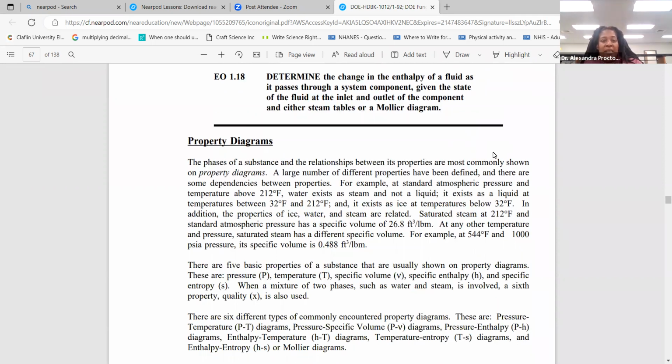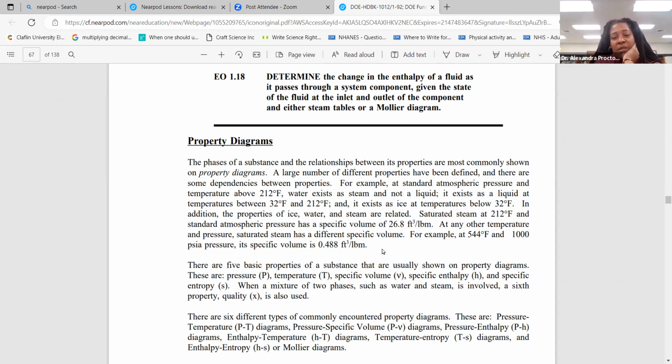Okay, so the phases of the substances and the relationship between the properties are most commonly shown on these diagrams, and a large number of different properties are defined. And there are some dependencies between properties. For example, at standard atmospheric pressure and temperature above 212 degrees Fahrenheit, water exists as a steam, not a liquid. It exists as a liquid at temperatures between 32 degrees Fahrenheit and 212, and it exists as ice at temperatures below 32 degrees Fahrenheit. So in addition to properties of ice, water, and steam, they are related.